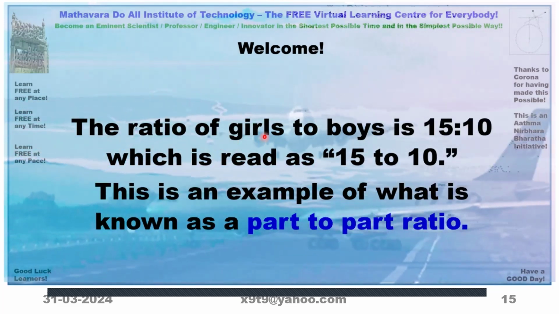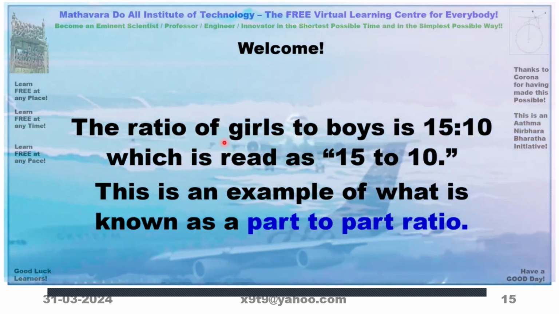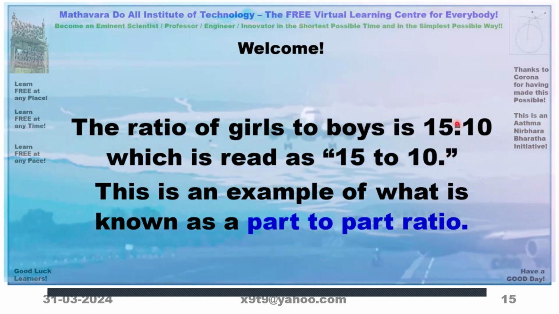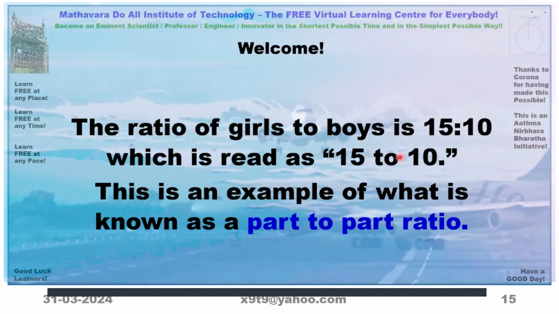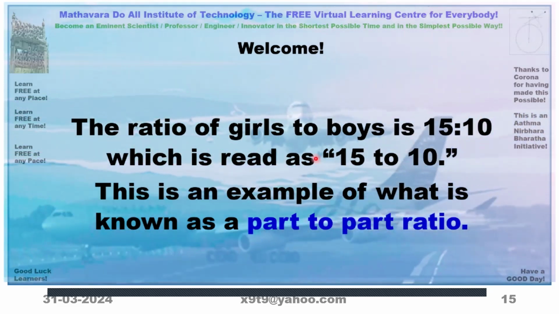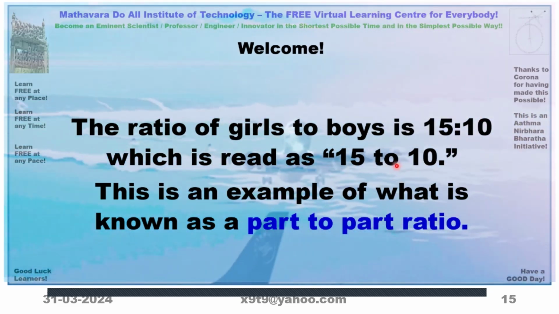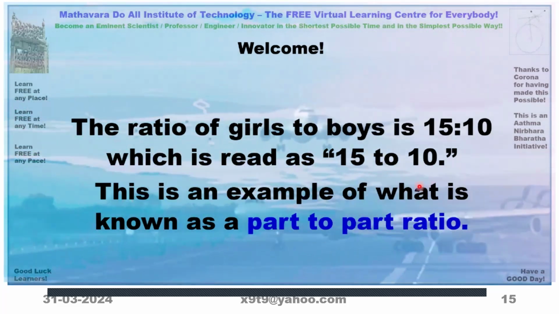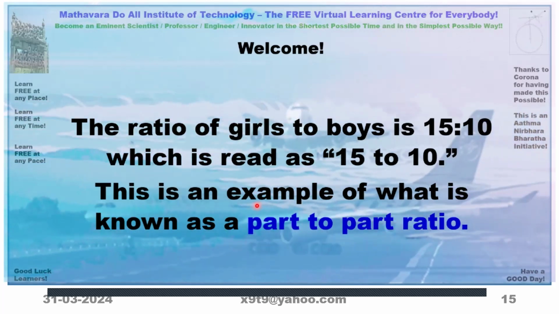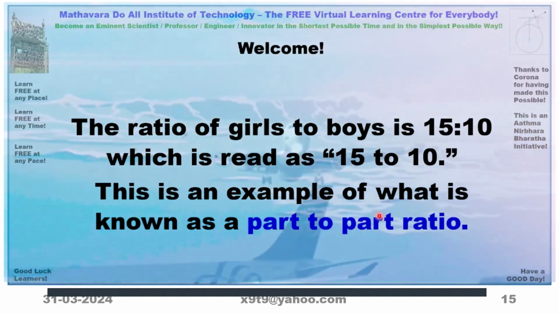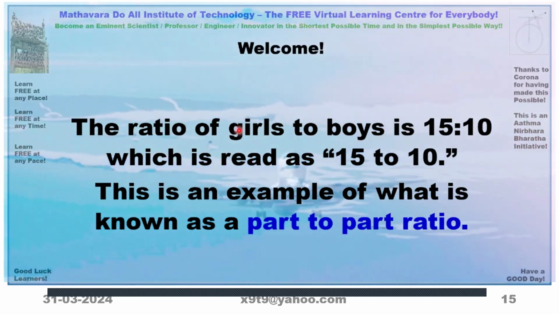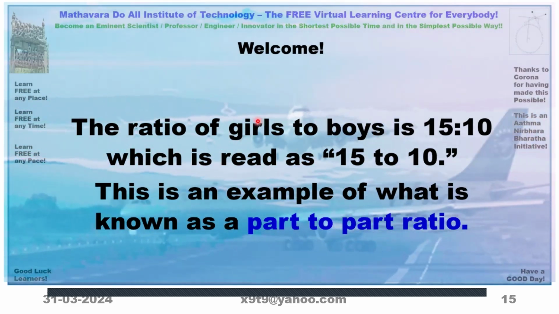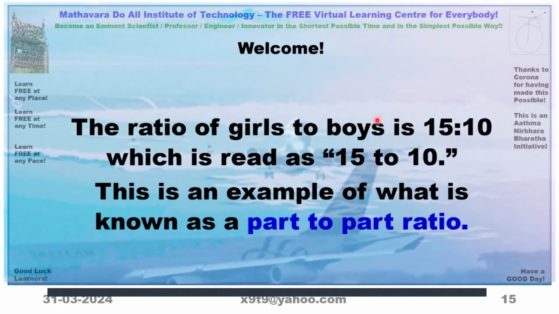Now, ratio of girls to boys. If we change the order, the corresponding number will be written here. So that is 15, colon, corresponding to boys, 10. This will be read as 15 to 10. This is also an example of a part-to-part ratio, because the number of boys is a part of the total, and the number of girls is also a part of the total.